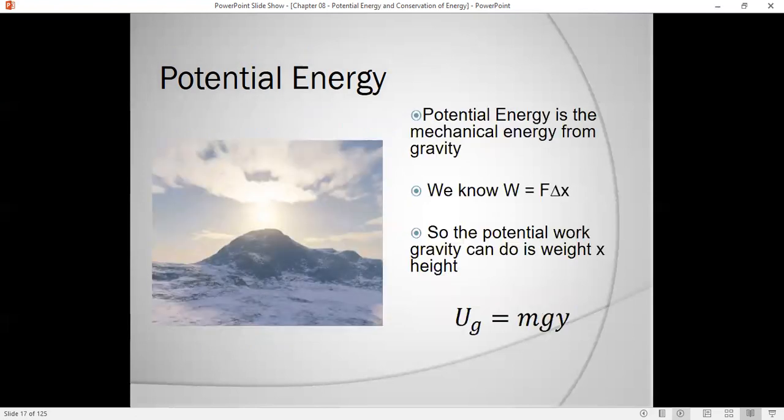Okay, let's do some calculations here. Potential energy, again, it's a mechanical energy from gravity. We know that work equals force times displacement. Okay, if the force is constant and the weight is constant near the surface of the Earth, and the displacement is near the surface of the Earth. So here, again, the potential energy is a work that gravity can do due to its weight and its height.